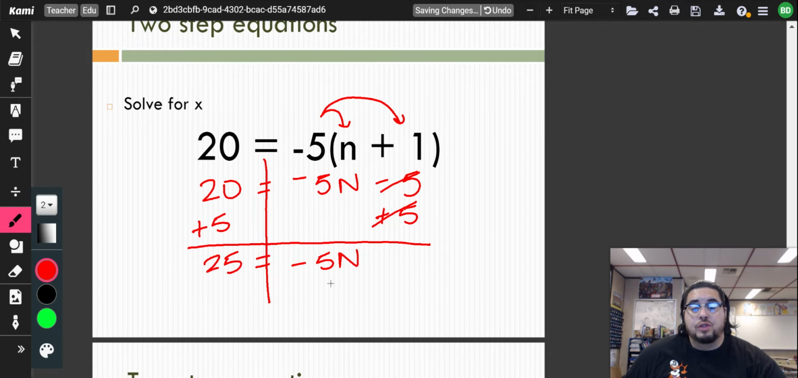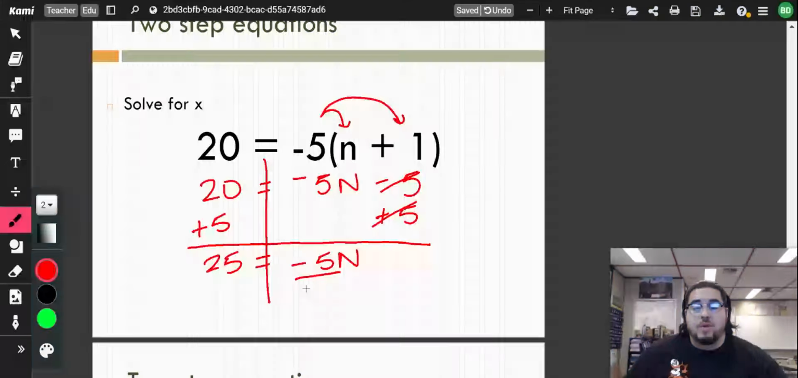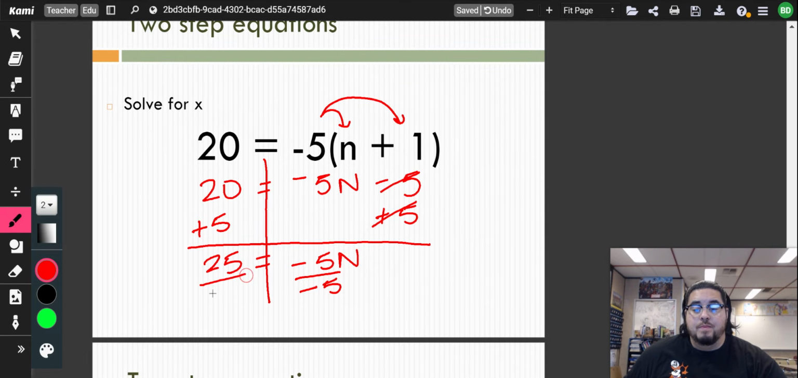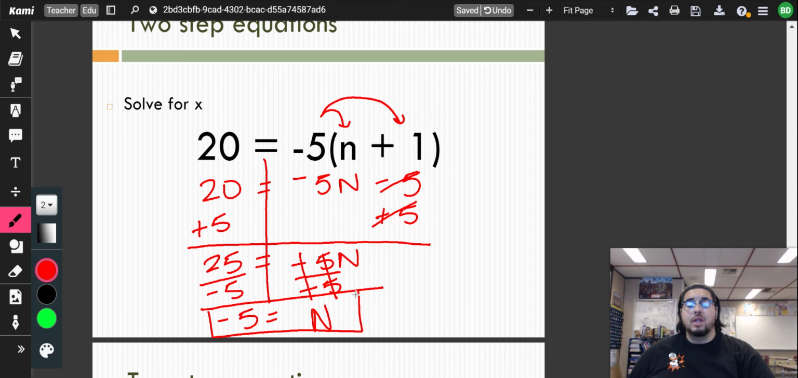And now I have one more step. I'm going to divide because I want to get rid of what's in front of n. So I need to get rid of that negative 5. To get rid of multiplying by negative 5, I'm going to divide by negative 5 on both sides. The negatives cancel, the 5s cancel, and n is left over by itself finally. And 25 divided by negative 5 is going to give us negative 5, because again, a positive divided by a negative equals a negative. So that's another option.